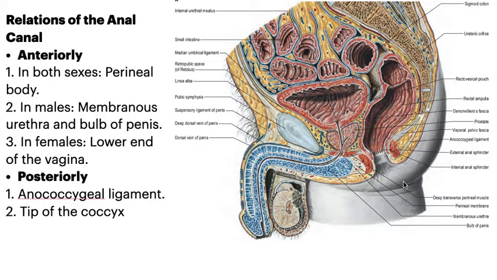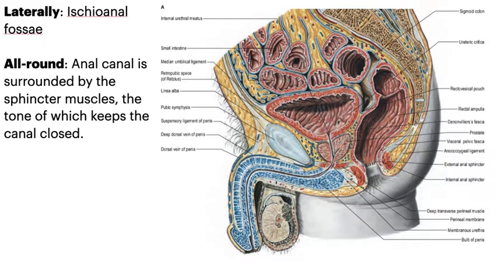Relations of the anal canal. Anteriorly, in both sexes, we have the perineal body. In males, the membranous part of the urethra and the bulb of the penis. In females, the lower end of the vagina. Posteriorly, we have the anococcygeal ligament over here and the tip of the coccyx. Laterally, we have the ischioanal fossae, and all around the anal canal is surrounded by sphincteric muscles, the tone of which keeps this canal closed.